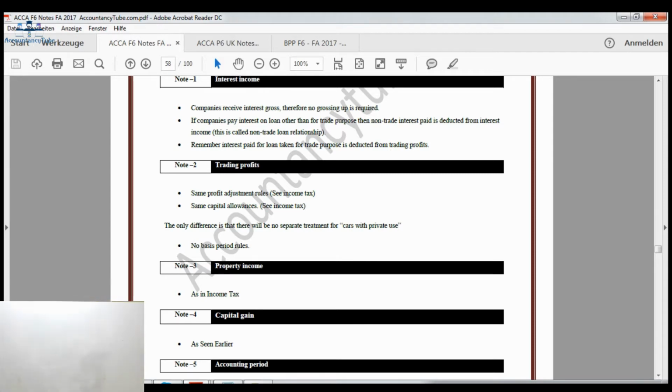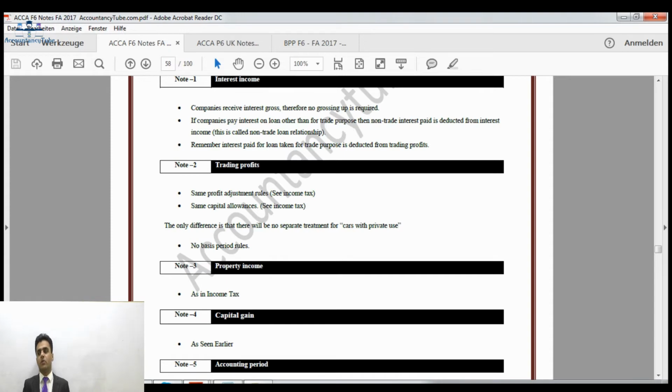Now just beneath that, if you see, it says note 1, interest income. The companies receive interest gross. No grossing up is required, just the way we calculate for individuals. Now sometimes there are two types of interest which we pay. So we take in a loan and we are using that loan for trade purposes. Alright, so if we have taken a loan and we are using that loan for trade purposes, whatever interest we are paying on that will be deducted out of the trading profits.